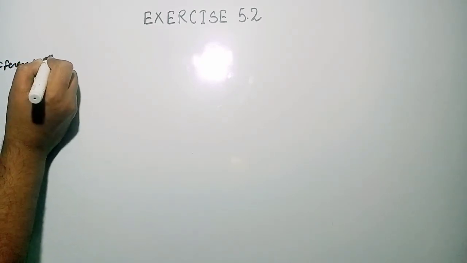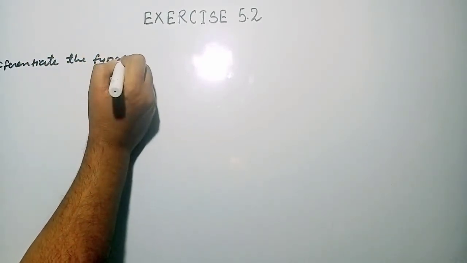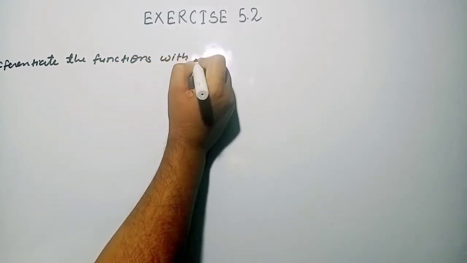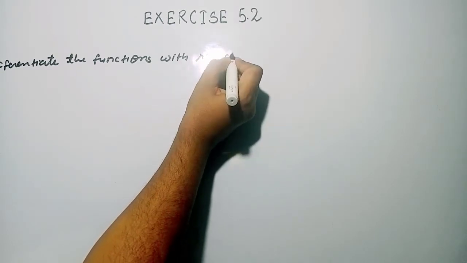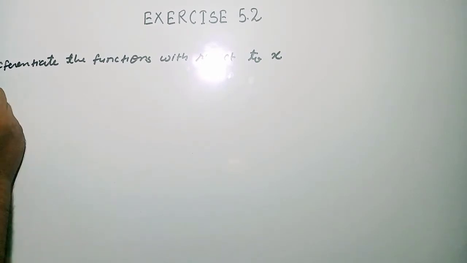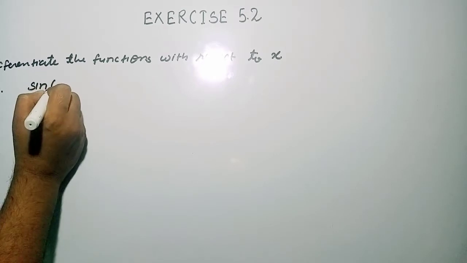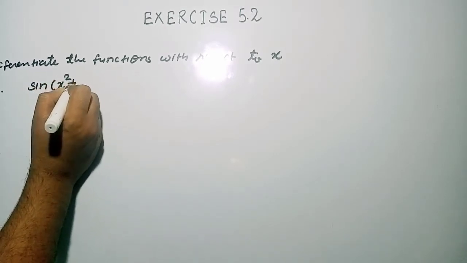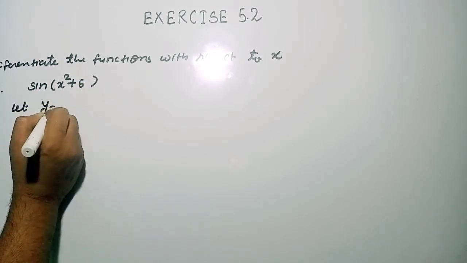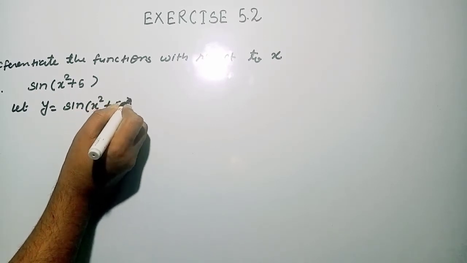The question is: differentiate the function with respect to x. We have to differentiate the function with respect to x. Now here is the first question: sine of x square plus 5. So let us consider y is equal to sine of x square plus 5.